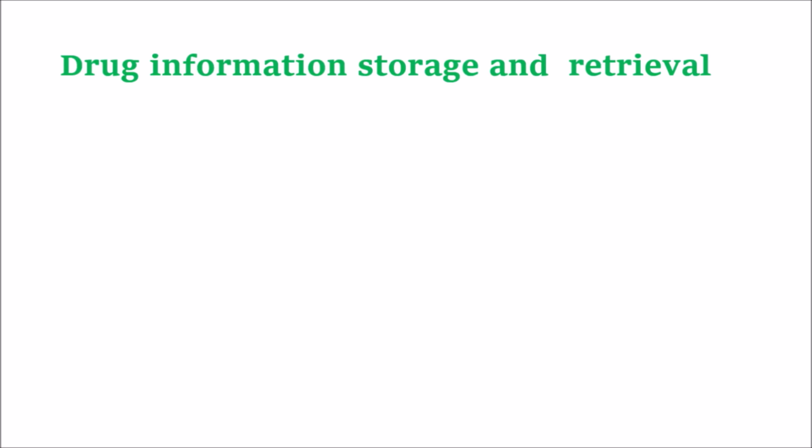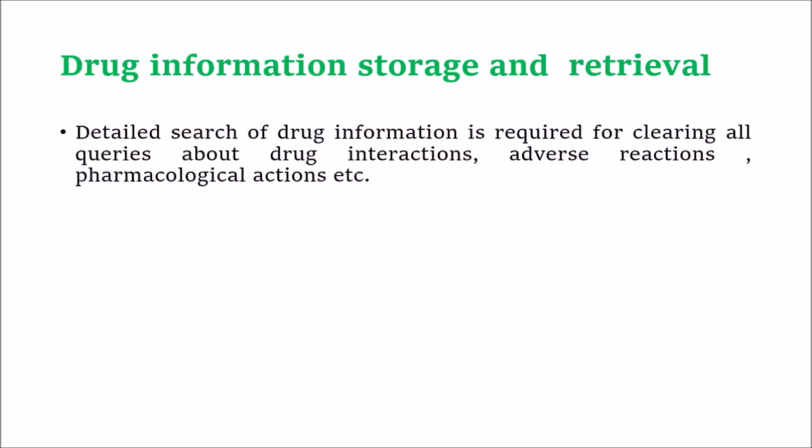Now first, it is drug information storage and retrieval. In pharmacy, we must have some knowledge about the drug, and it must be stored somewhere, and we can retrieve it. So how to do it? Detailed research of drug information is required. For whom is it required? It is required for the pharmacist for clearing all queries about drug interaction. What are the adverse reactions of that drug? Pharmacological actions. What are the various actions of it?